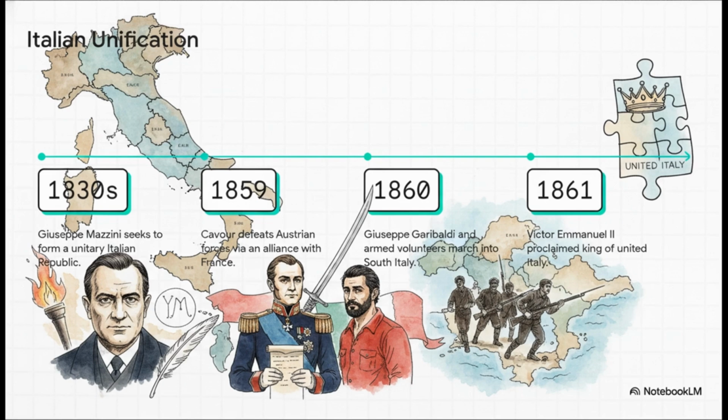Now, Cavour was neither a revolutionary nor a democrat. He was an elite who actually spoke French way better than he spoke Italian. But through an incredibly tactful diplomatic alliance with France in 1859, Cavour managed to defeat the Austrian forces in the north. Then the whole strategy flips from elite diplomacy to grassroots rebellion.